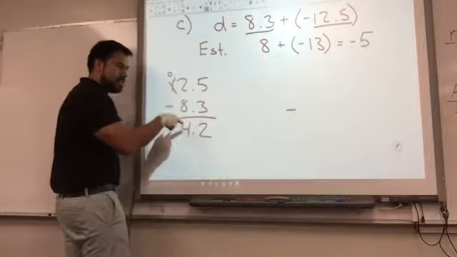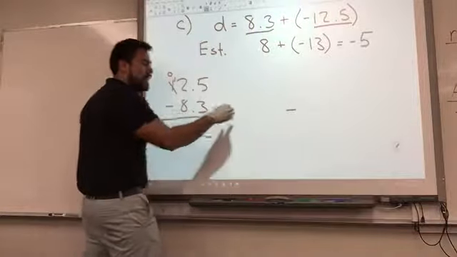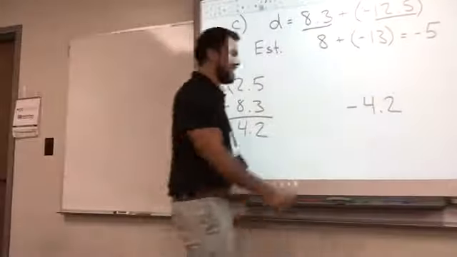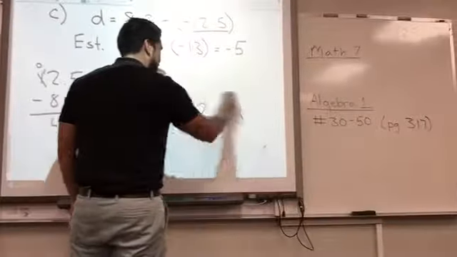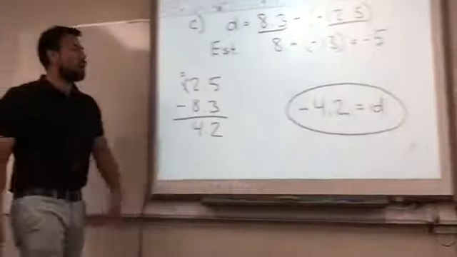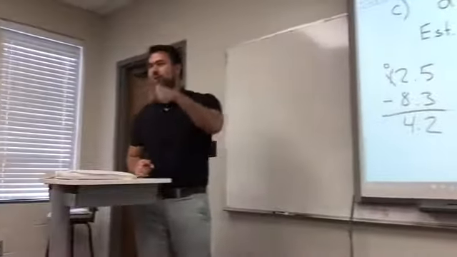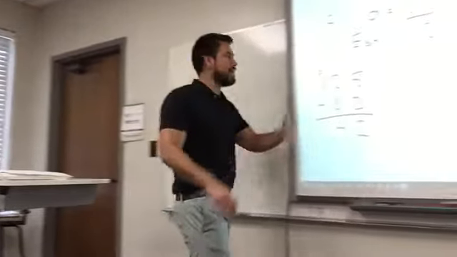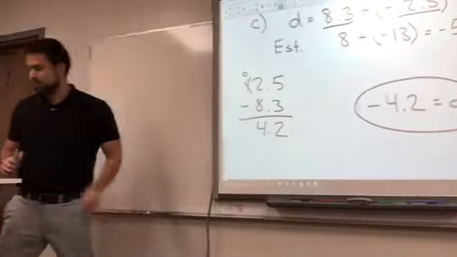All right, that's the answer, right? Negative 4.2 equals D. Yeah, it's solving an equation, so it equals D. Oh, wait, is negative 4.2 close to negative 5? Yes, it's not exactly there. It's 8/10 off in this case. That's okay. That happens.